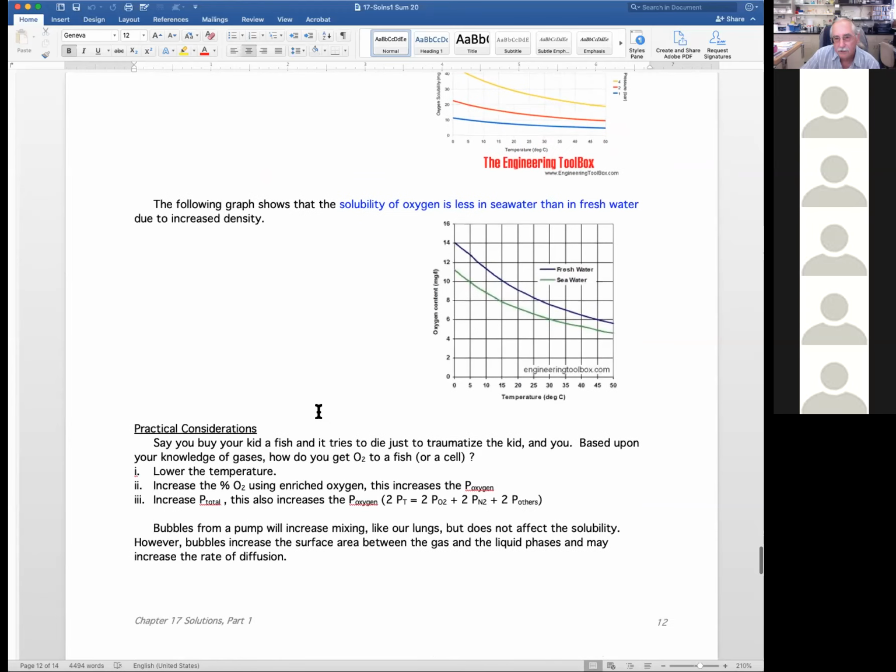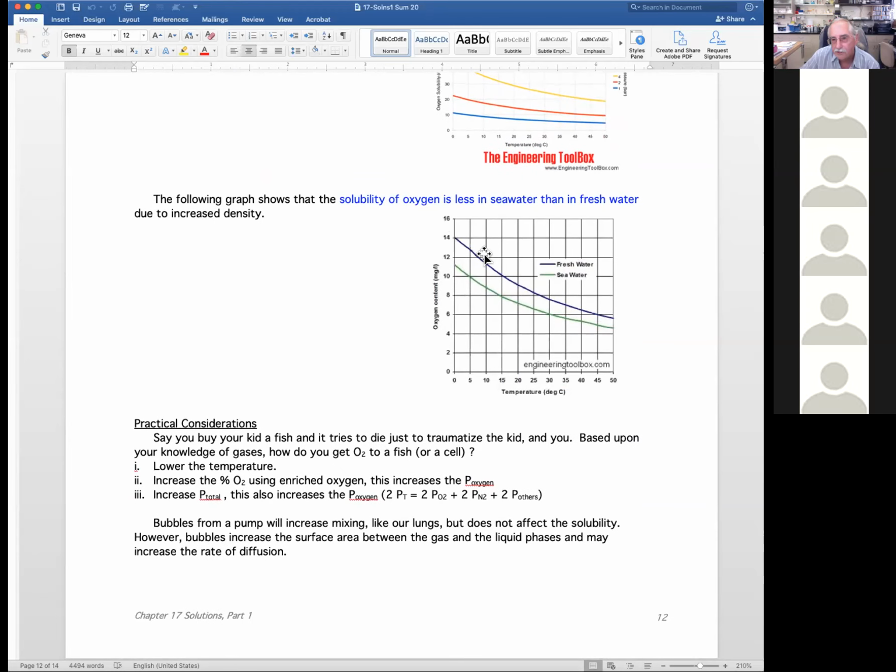And here's the solubility of oxygen in fresh water versus seawater. So why would there be less oxygen in seawater? What is the reason why oxygen dissolves in water at all? Because it crashes through the surface and bounces around until it basically bounces out. And what's the difference between fresh water and seawater? Which one is more dense? Seawater is much more dense. It's more difficult to crash through it.